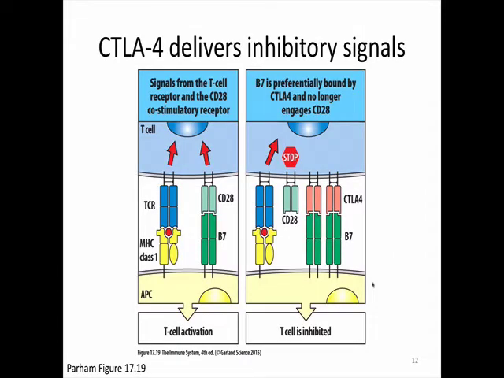Thus, we have important molecules involved in this co-stimulatory process that serve as off switches for our T cells. The most famous of these off switches is known as CTLA4. CTLA4 is really interesting. CTLA4, like any of these proteins, has a ligand. In fact, CTLA4 has 2 ligands: B7-1 and B7-2, or CD80 and CD86.